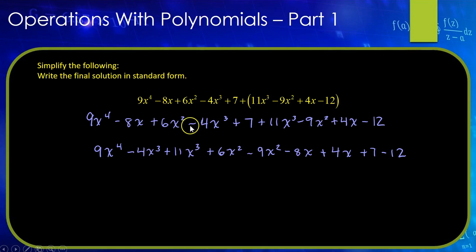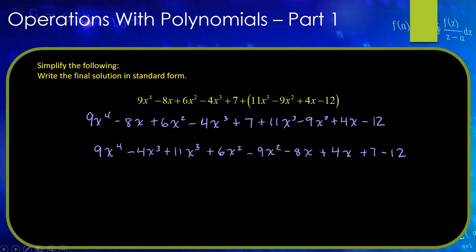Remember that these signs are all attached to whatever immediately comes on its right. So this negative sign here is attached to the 8x. This positive sign is attached to the 6x squared. This one's attached to the 4x cubed. So forth and so on down the line. So make sure you keep that in mind. And I group them together. So the plus 6x squared and the minus 9x squared, the minus 8x and the plus 4x, the plus 7 and the minus 12. So I group them together so I can carry through these operations based on their grouping.